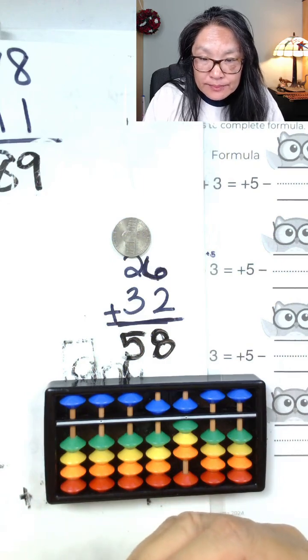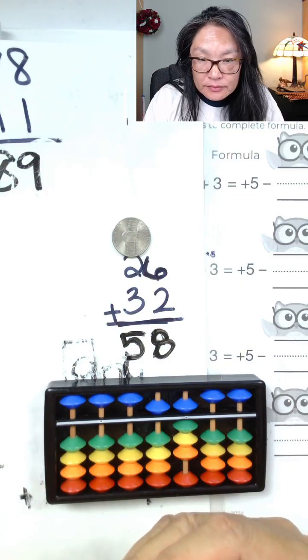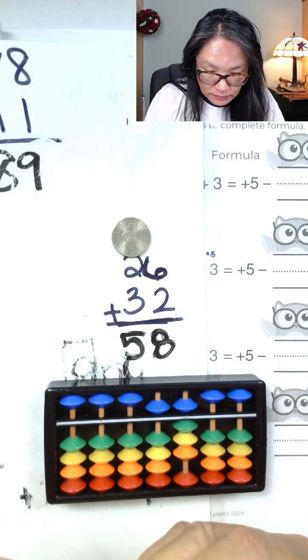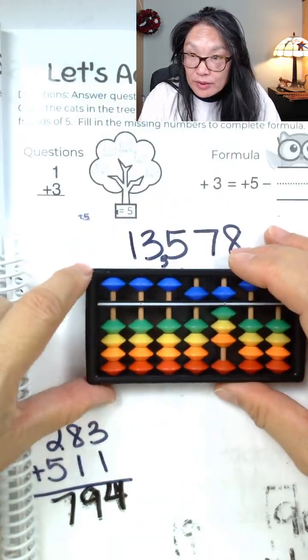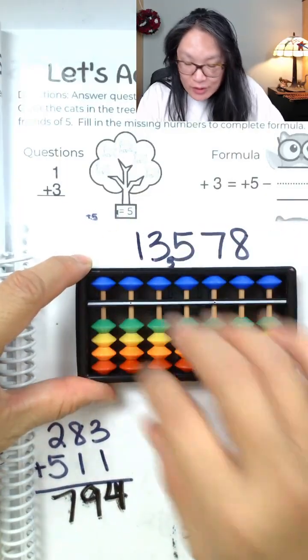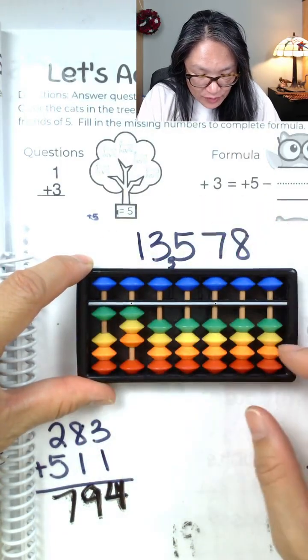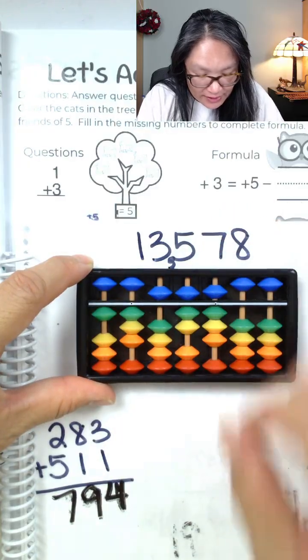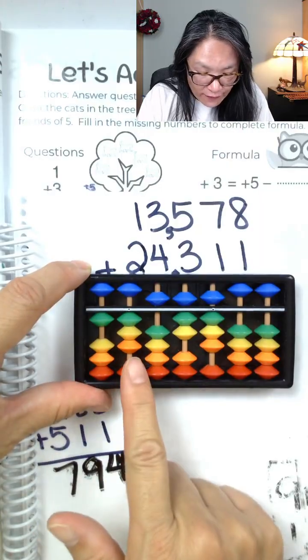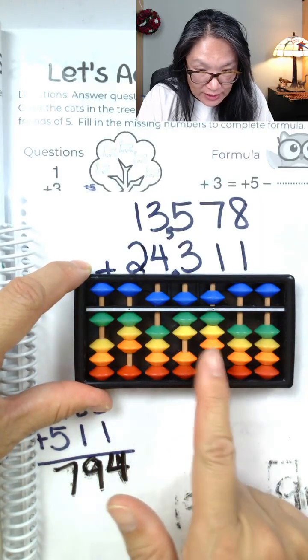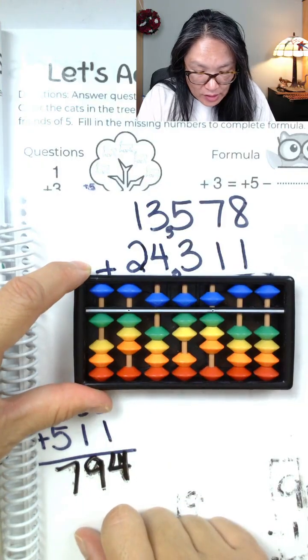Did that make sense? We can do it again. Here's a bigger number. So we have 13,578. And then what are we going to do? We're going to add 24,311. That's a lot of numbers, yes.